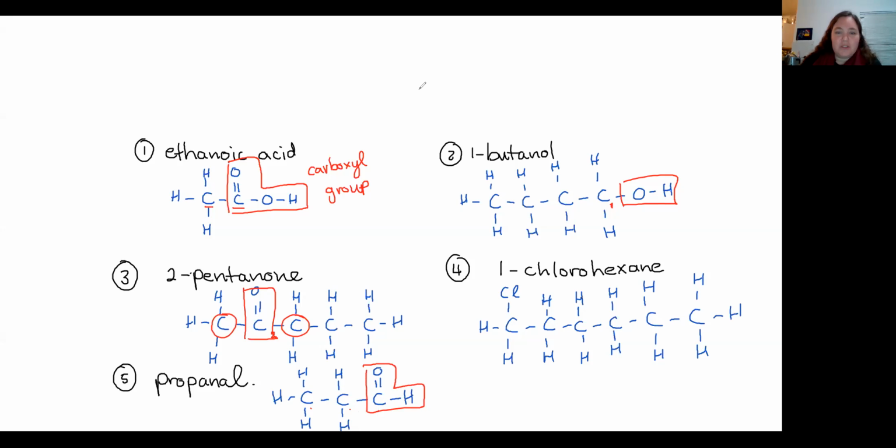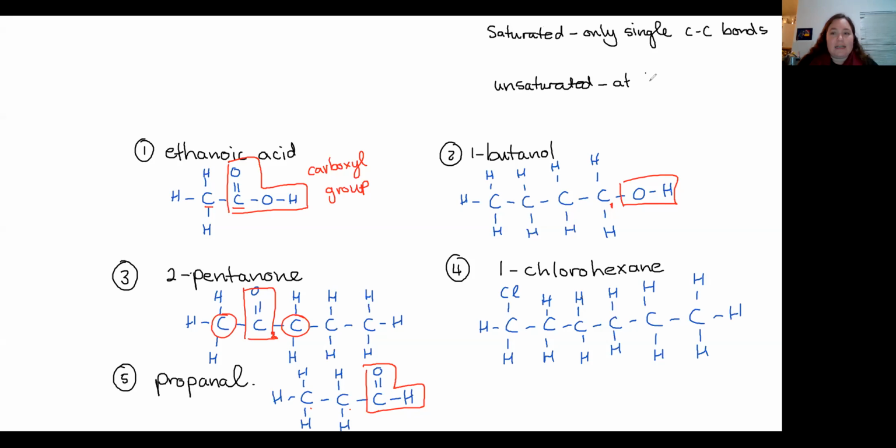We're going to start by discussing a couple of the details that fit in here. The first thing that I want to look at is whether things are saturated versus unsaturated. The rule is that compounds are viewed as saturated if they have only single carbon-carbon bonds. So when I talk about something being unsaturated, it has at least one double or triple carbon-carbon bond.